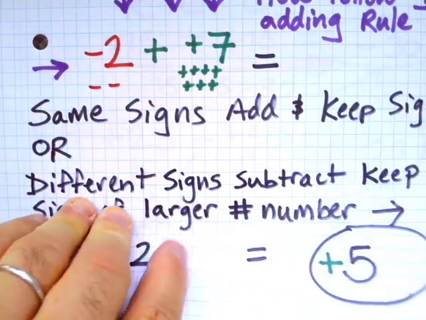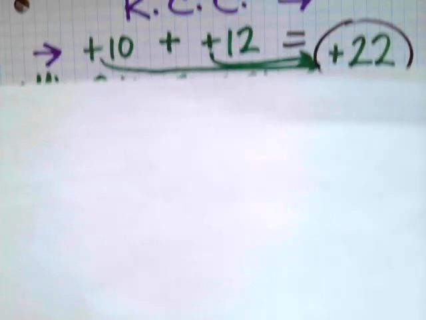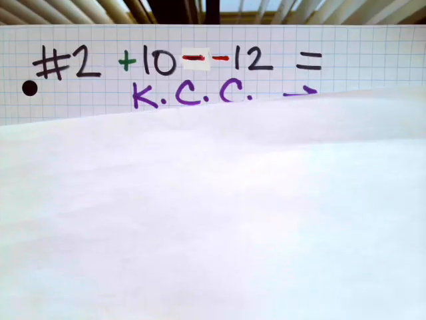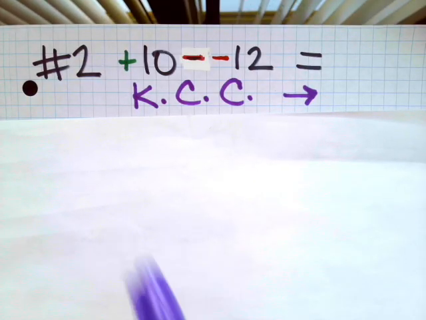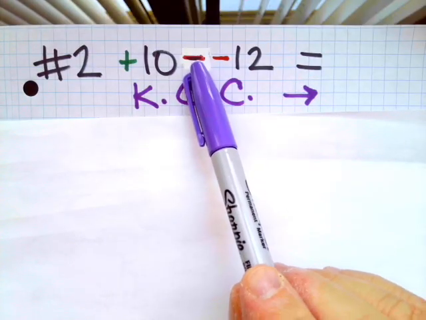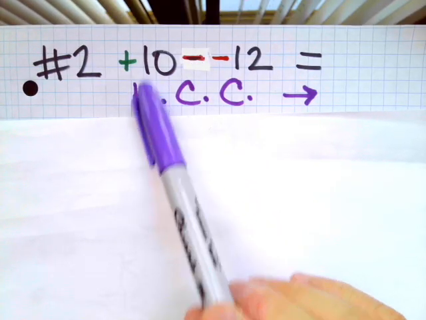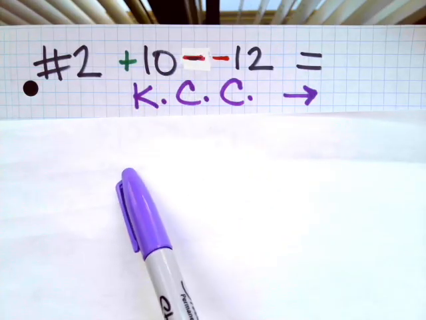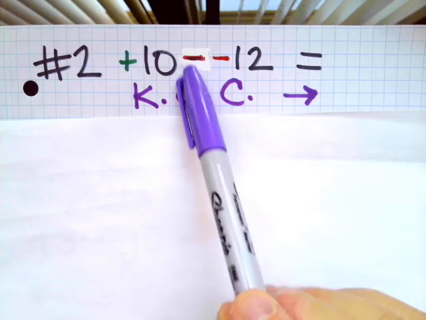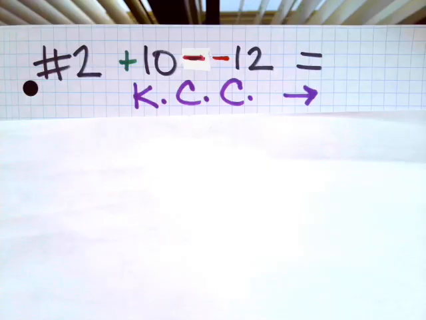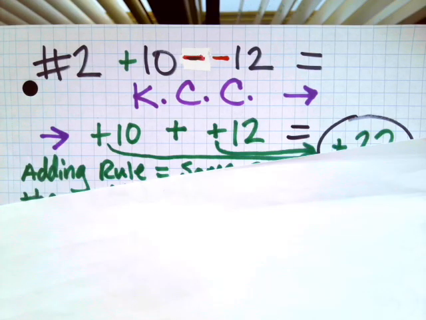All right, let's see here. I got some more examples for you. Let's take a look. We have number 2 here. We have positive 10 minus a negative 12. So because it's subtraction, first thing I do is a keep, change, change. I'm going to keep that positive 10. Going to change subtraction to addition. Going to change the negative 12 into a positive 12.